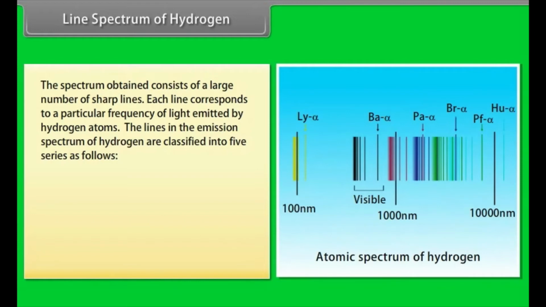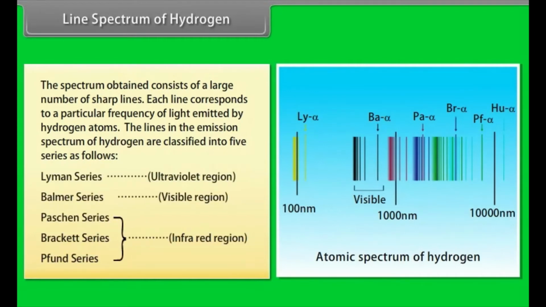The lines in the emission spectrum of hydrogen are classified into 5 series as follows. Lyman series. It is in the ultraviolet region. Balmer series. It is in the visible region. Paschen series, Brackett series and Pfund series.